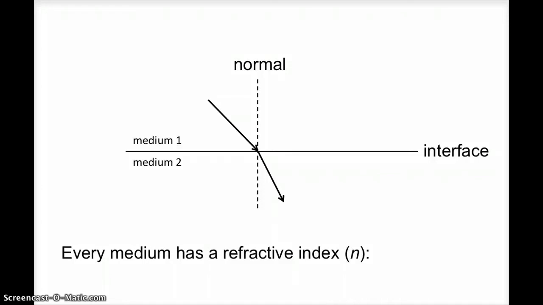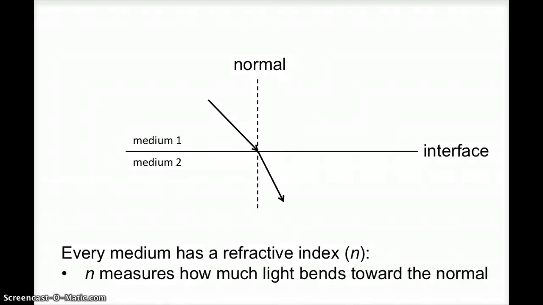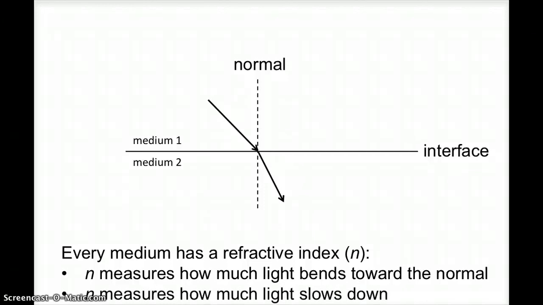Every medium has a refractive index, which is given the variable n. The refractive index measures two things. One is it measures how much light bends toward the normal. And the second thing it measures is how much light slows down. We use angles to indicate how close light is to the normal. Look at this. This is a medium angle. So light is kind of close to the normal. Down here, that's a smaller angle, so this ray is even closer to the normal.